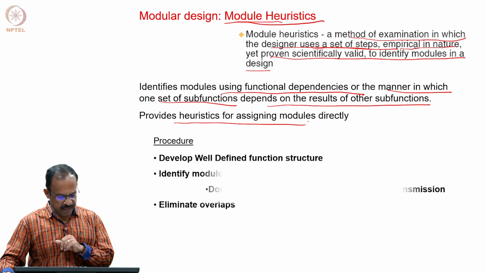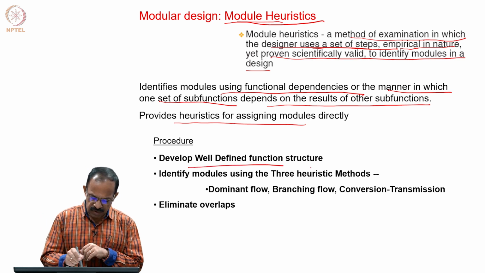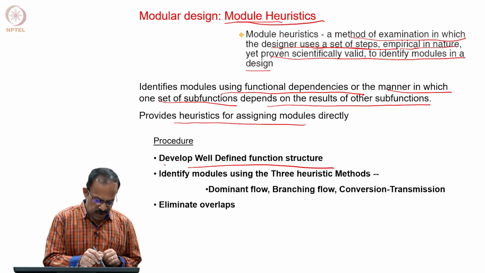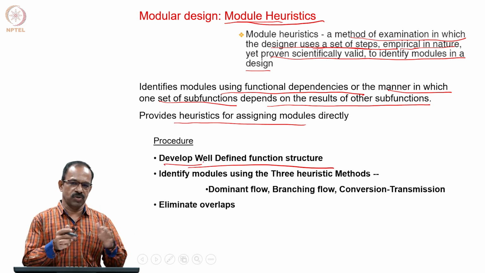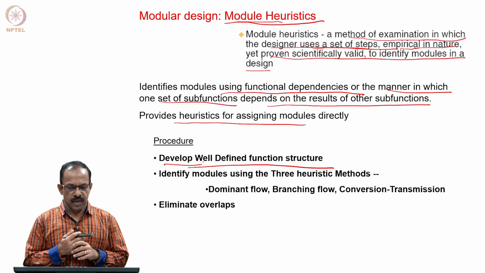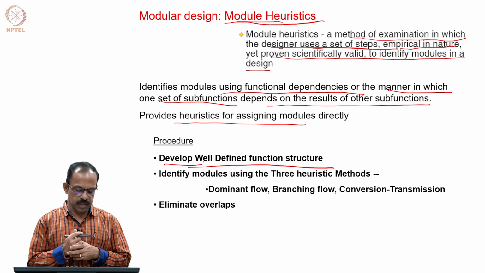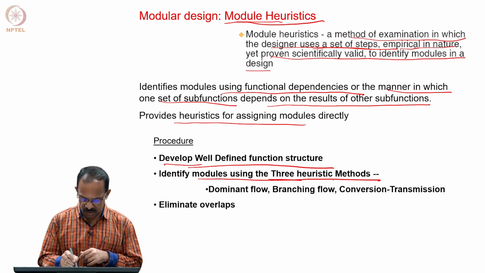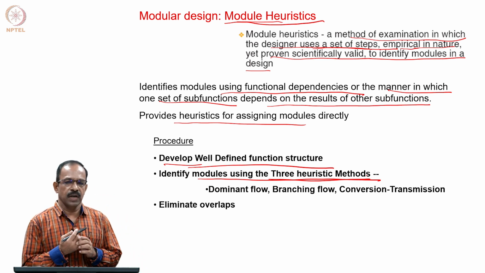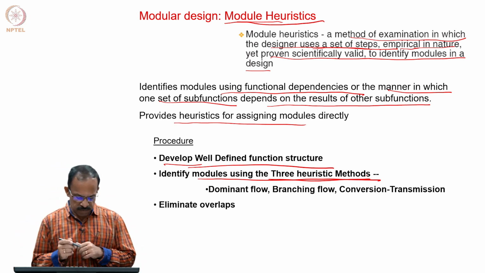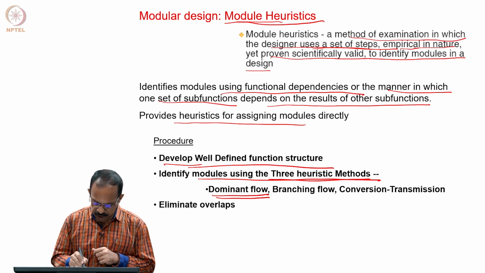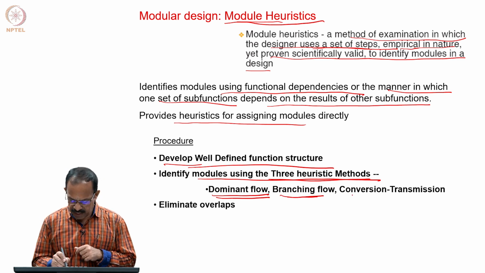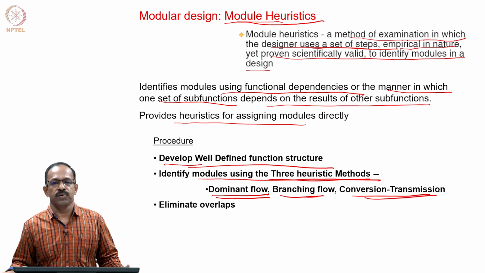So, the procedure is like this. You develop a well defined function structure, as in the previous case also, we did the same thing. We develop a well defined function structure based on the flows, that is the material, energy and information, and then identify modules using the three heuristics methods. So, these are the three heuristics that we want to use. The first one is known as the dominant flow heuristic, the second one is branching flow, and the third one is known as the conversion transmission heuristic.